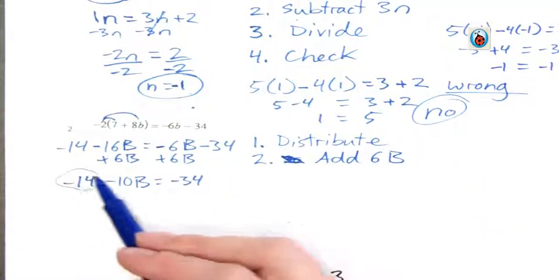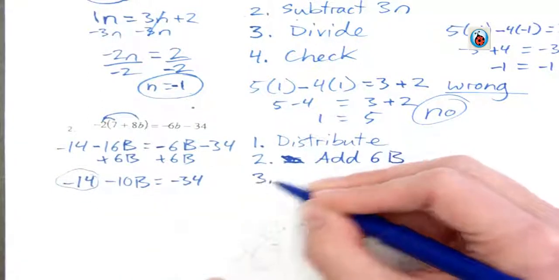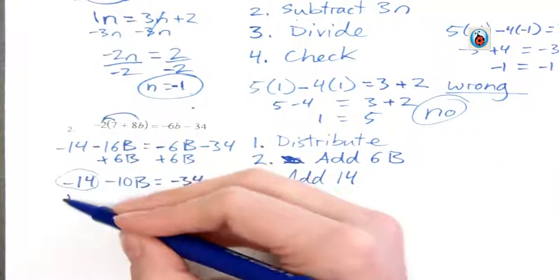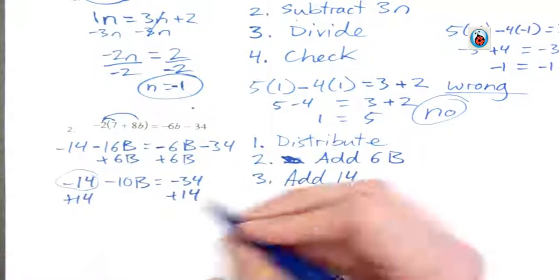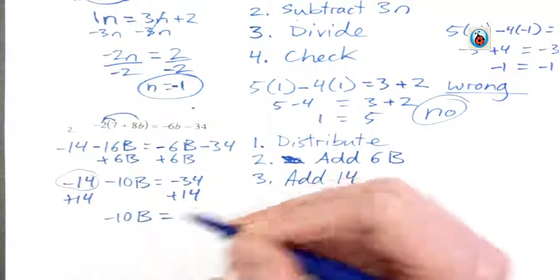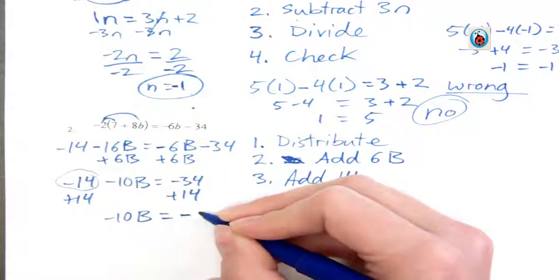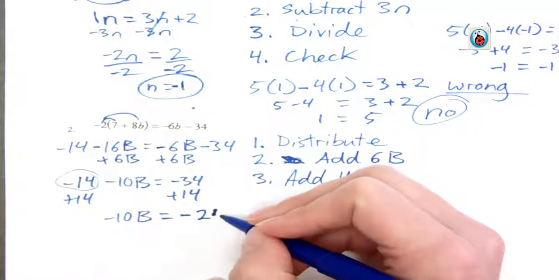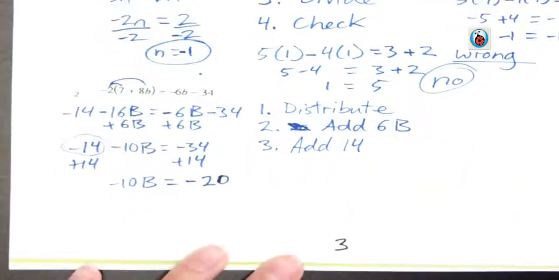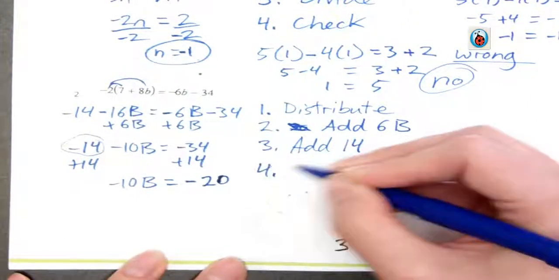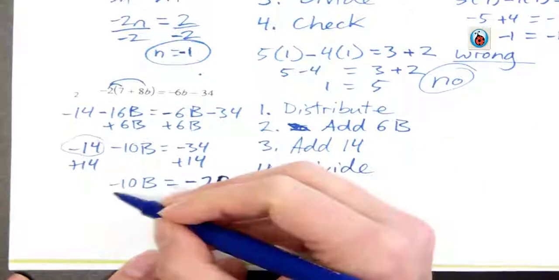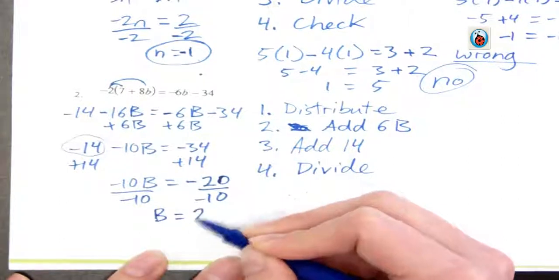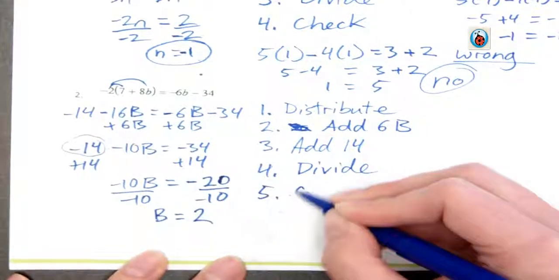Now I need to move my 14 over, so it's a negative, so again I add. So plus 14. We get negative 10b equals negative 24. I'm sorry, does not equal negative 24. Equals negative 20. And last step is divide. So b equals positive 2. Then we're going to check.